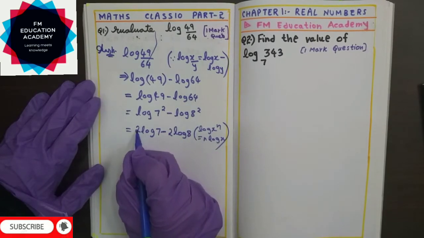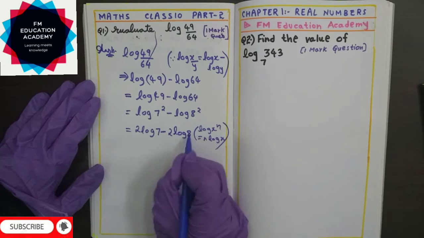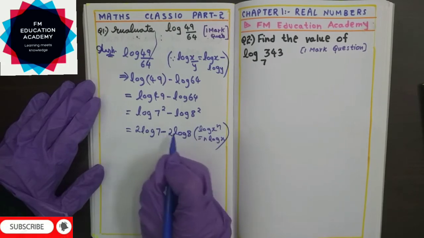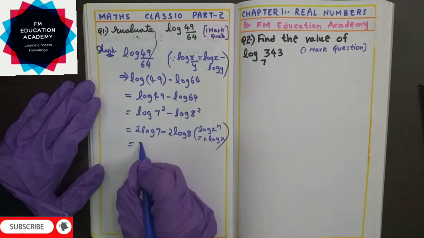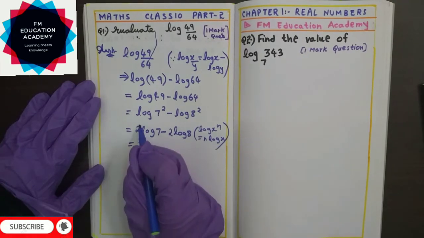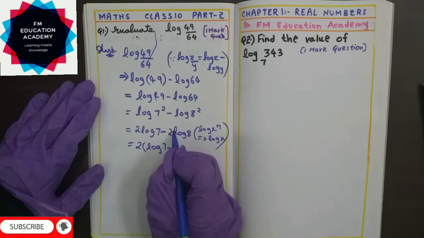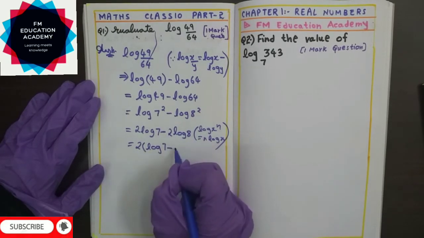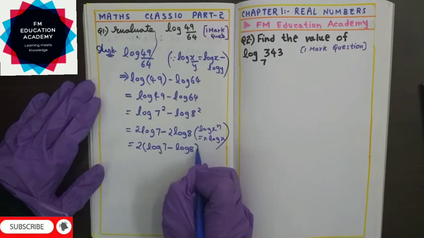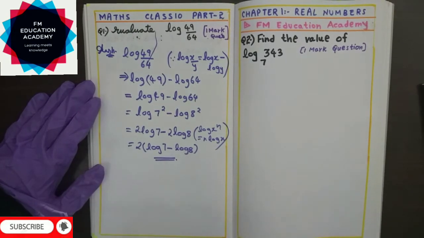Now observe what we can do in this. 2 is present in the first term as well as in the second term. So as 2 is present in both the terms, I am taking 2 common. If I take 2 common, I am left with 1 here. So 1 into log 7 is log 7, minus, again if I take 2 common here, 1 is left, 1 into log 8 is log 8. Further I cannot expand this more, so this is my answer.